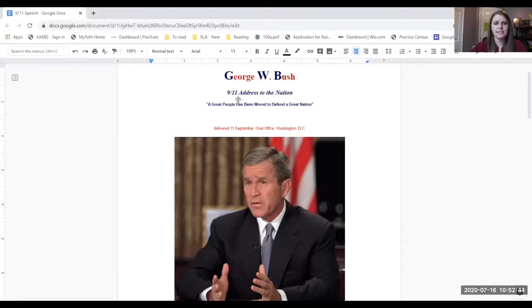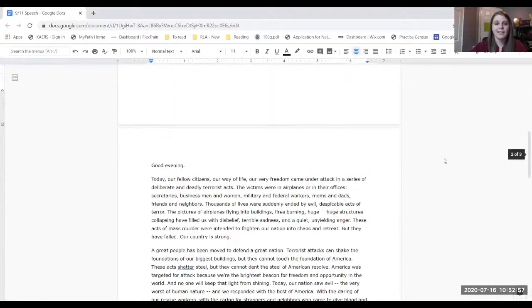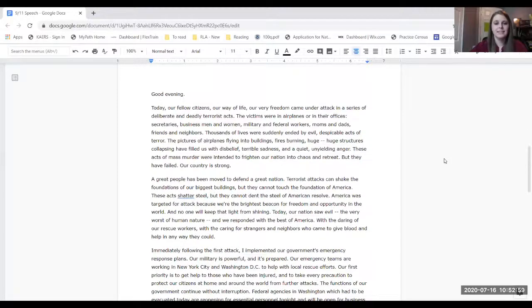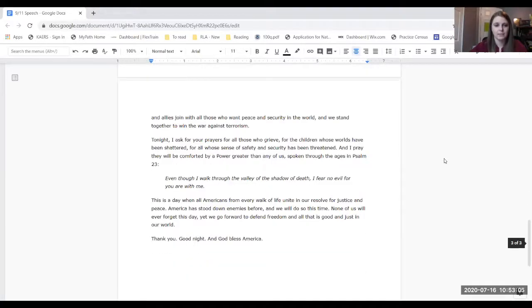And going back to this heading here, 9/11 address to the nation. If you're addressing something, you're talking about something. And as we know, presidents give speeches. So I think that this text is a speech that George Bush gave on 9/11 in response to the terrorist attacks. So let's think about his purpose.